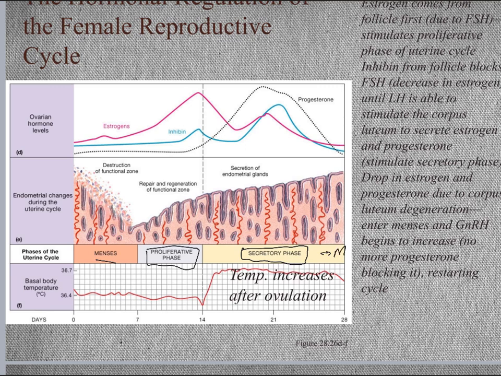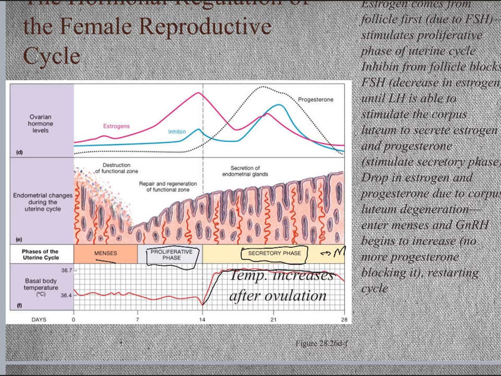Now, one other thing to notice, look at basal body temperature. At day 14 at ovulation, it does increase, not much, but it goes up 0.3 degrees Celsius. So what's happening? Estrogen comes from the follicle first due to the release of follicle-stimulating hormone. This stimulates the proliferative phase of the uterine cycle, and then we get inhibin from that follicle, which is going to block FSH, which gives us a decrease in estrogen, until luteinizing hormone is able to stimulate the corpus luteum to secrete estrogen and progesterone on its own. We stimulate the secretory phase.